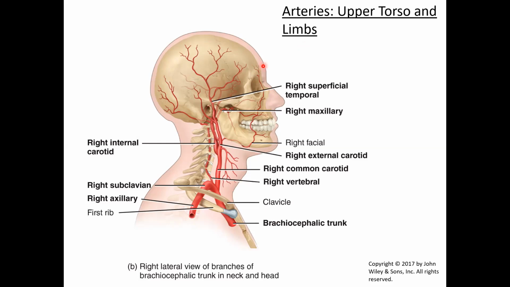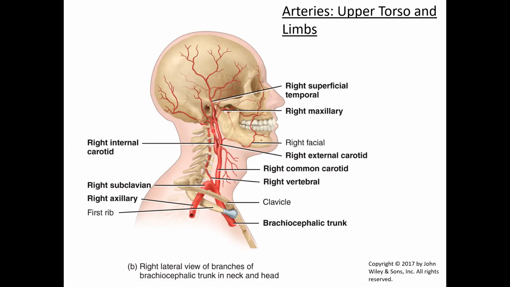Okay, so we're looking at a lateral view now. So let's orient ourselves. So here's our brachiocephalic trunk coming from the arch of the aorta. It splits to give, there's your right subclavian going to the arm, and there's your right common carotid going up the side of the neck. Now the right common carotid, same as on the left, will split before you hit the jaw, so before you hit the mandible, to give you the internal carotid artery and the external carotid artery.